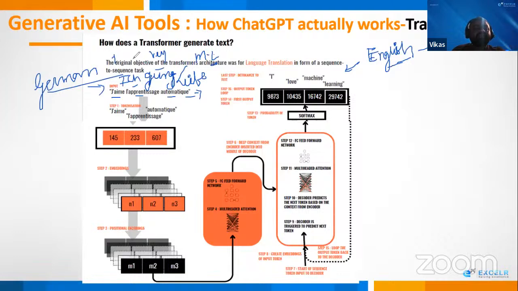This is what I have to convert now: I love machine learning, in English. This is how translation works, correct? So let's try to understand how it will work now. Let me change my color. Let's understand what is going to happen.